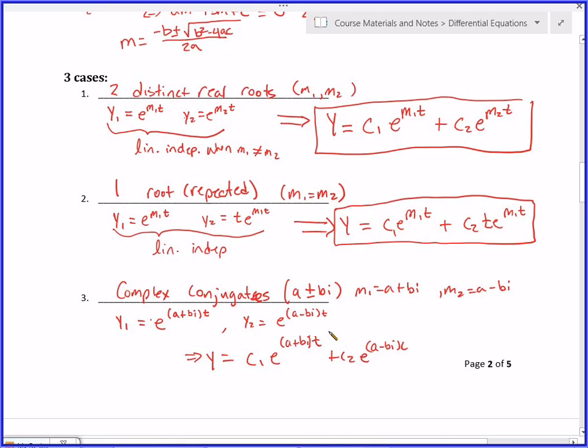Now, just as a comment here, one thing that we could easily do to separate this out is to recognize that e to the (a plus bi)t, I could distribute the t inside here, and this would be the same thing as e to the at times e to the bit, right? Where i is not a subscript in this case. Remember, i is the imaginary number. i is the solution to that equation, okay? The number that when squared gives you negative 1, by definition.